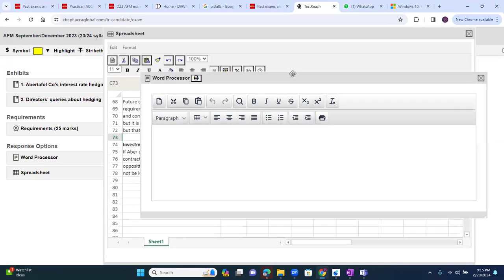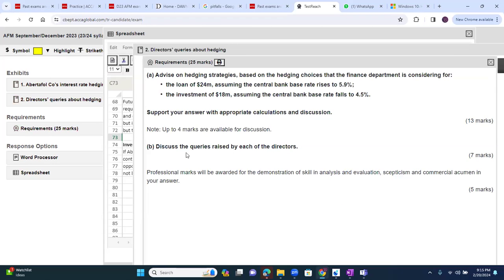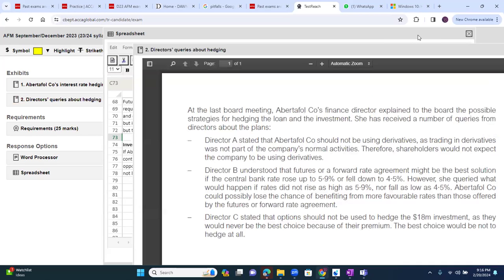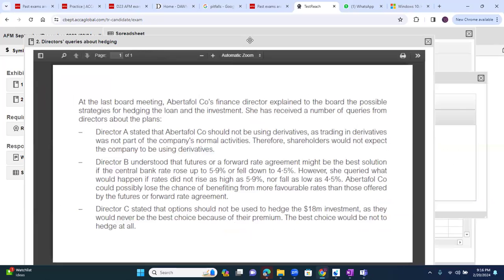In B part, you will give the heading Part B. And then you will give the three headings: Director A, Director B, and Director C. Okay, there were three directors, right? And the requirement was to discuss the queries raised by each director. Okay, what was the query of first director? Now listen carefully, and first of all we will discuss, then I will tell you the actual answer.